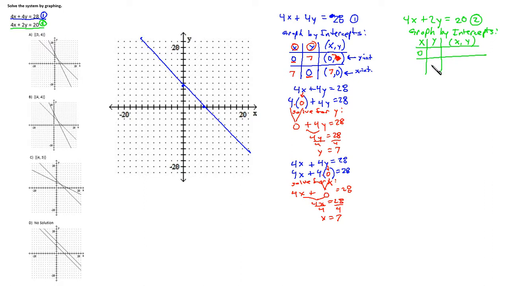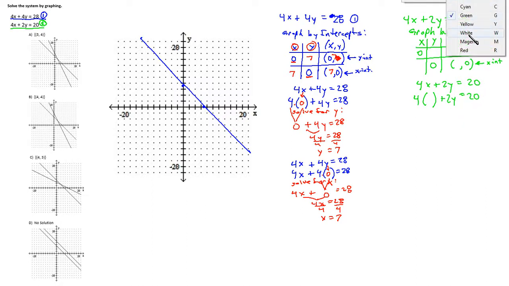When we graph by intercepts, we put zeros in, just like that. A 0 for x, 0 for y. And we're going to develop a couple of ordered pairs, one for each intercept. Again, this guy is going to be the y-intercept, and this guy is going to be the x-intercept. So we're getting ready now for equation 2, 4x plus 2y equals 20. This time, again, we're preparing for substituting a value for x. I'm going to use red for my substitution.